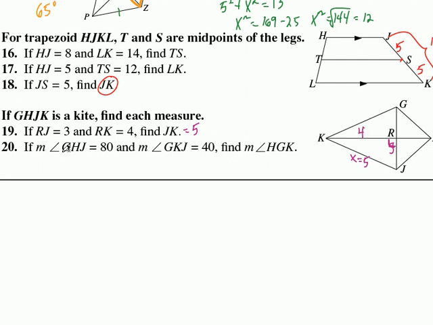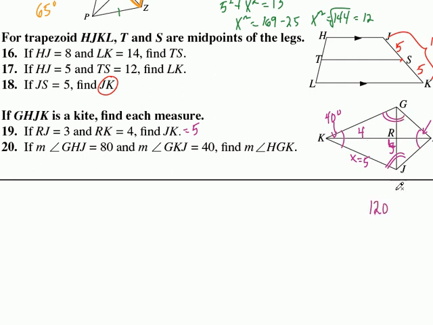One more and we're finished, right on time. GHJ, that's this angle right there, is 80 degrees. I'll put a little arrow. And then GKJ, that would be this one right here, is 40 degrees. What is HGK? This one right here. Watch, real quick. This big angle G and this big angle J are equal to each other. What's 40 and 80? It's 120.